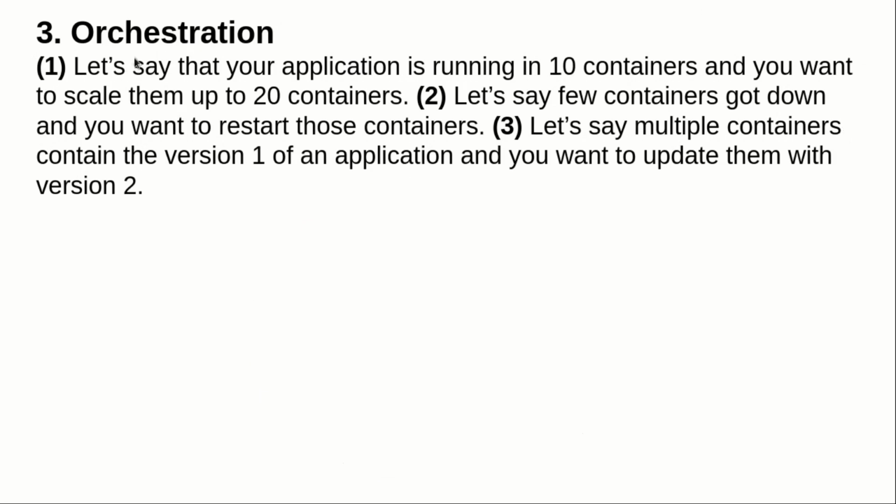So the next part is the orchestration. So what does it mean? Let's say that your application is running in 10 containers. Alright. And you want to scale them up to 20 containers. So in this way you are increasing the number of containers. Here is another example: a few containers went down and you want to restart them again. Alright. And the third example is this: let's say multiple containers contain version 1 of an application and you want to update them to version 2.